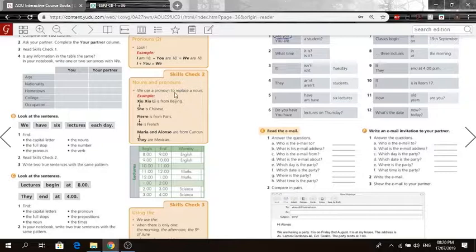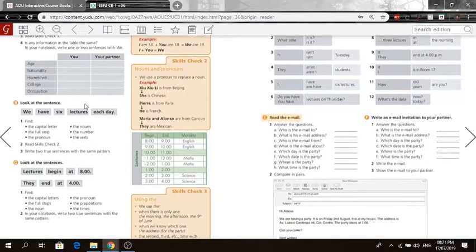So we use a pronoun to replace a noun. We already talked about this, and this lady's name I am not gonna try and pronounce. It's from Beijing, right? So I change her name to she, okay? And this is how it doesn't get repetitive. So she is Chinese. Pierre is from Paris. He is French. Maria and Alonso are from Cancun. They are Mexican, okay? Or Maria, sorry, not Mariah. What was I thinking? It was Maria. Alright.